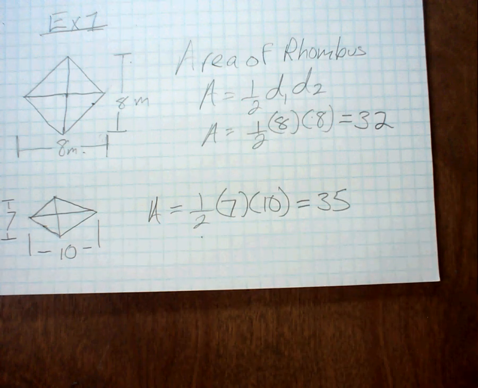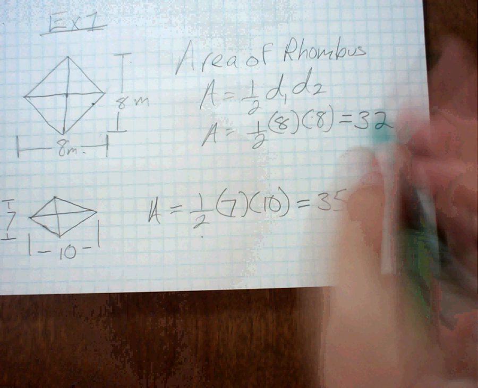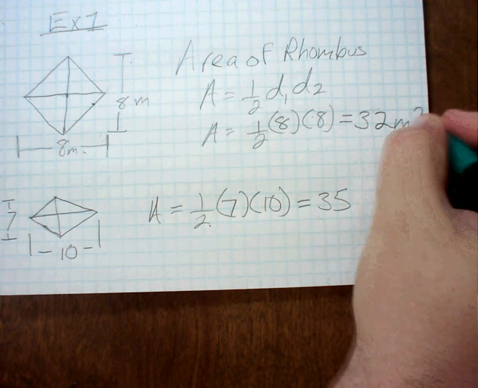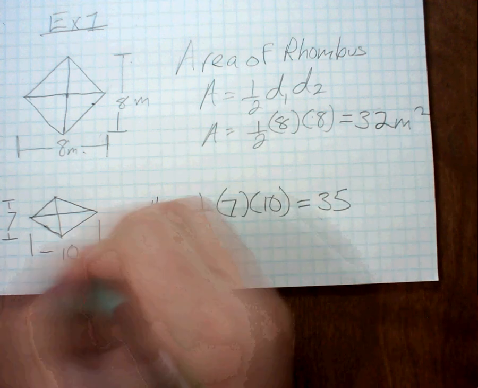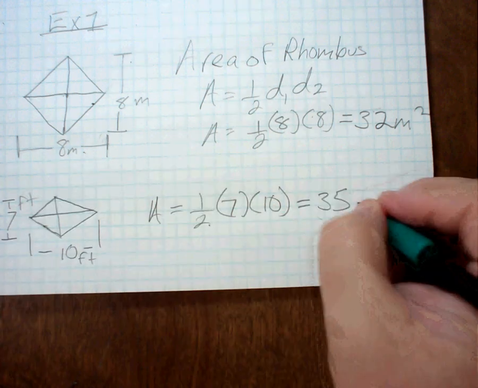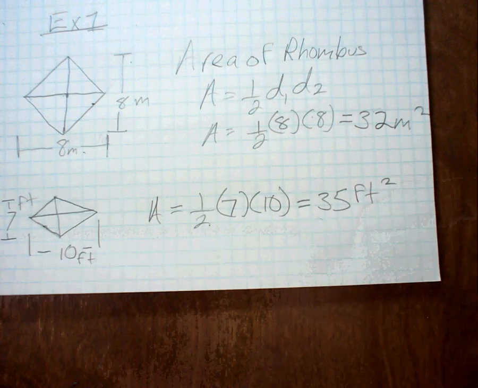Okay? And that's it. So this would be meters squared. And this one was feet. So this would be feet squared. And that's it.